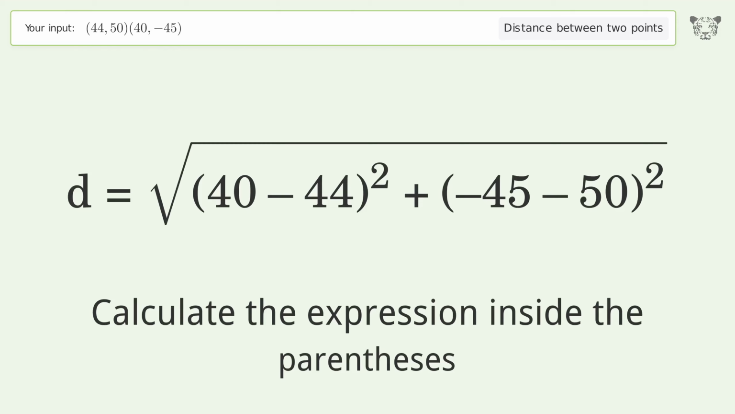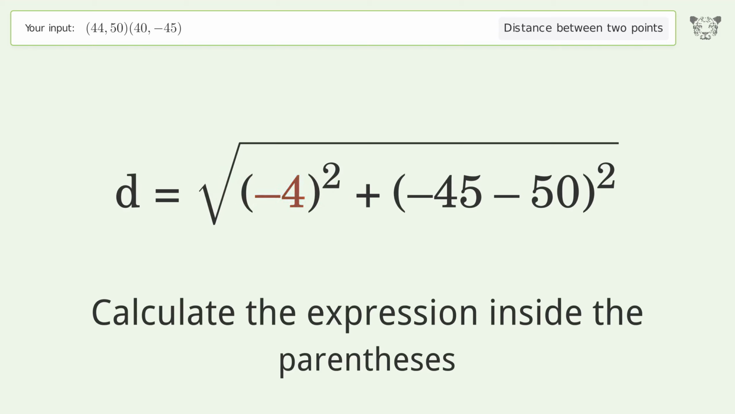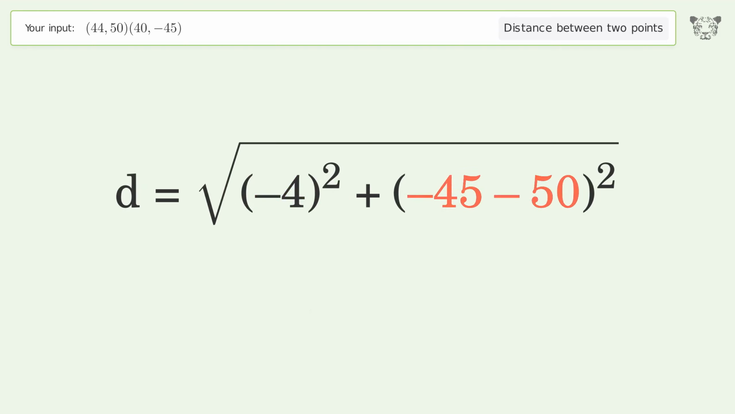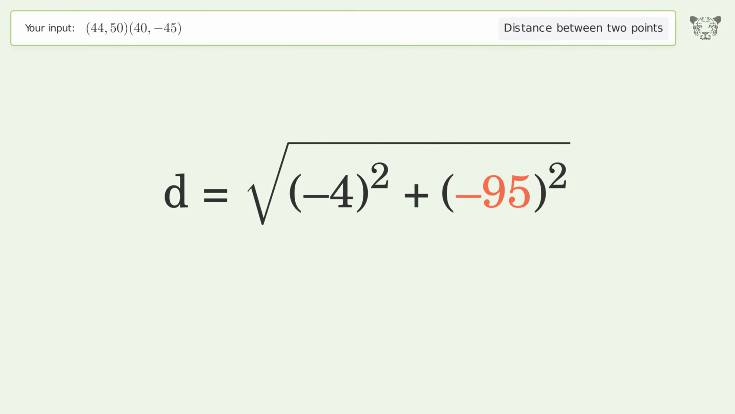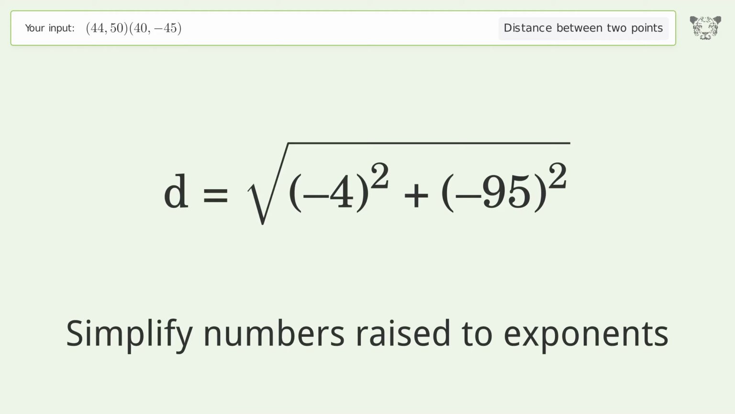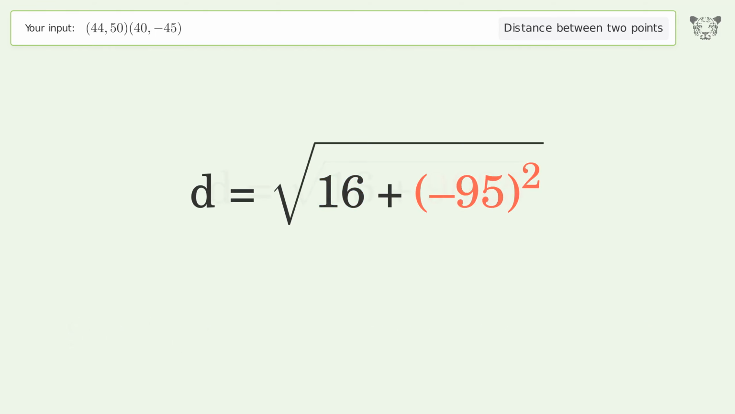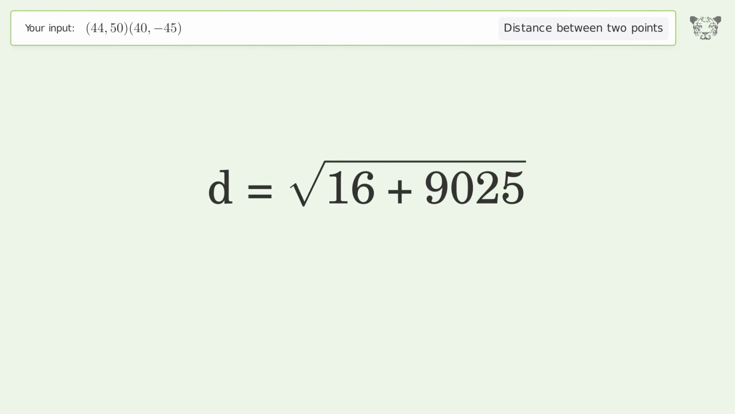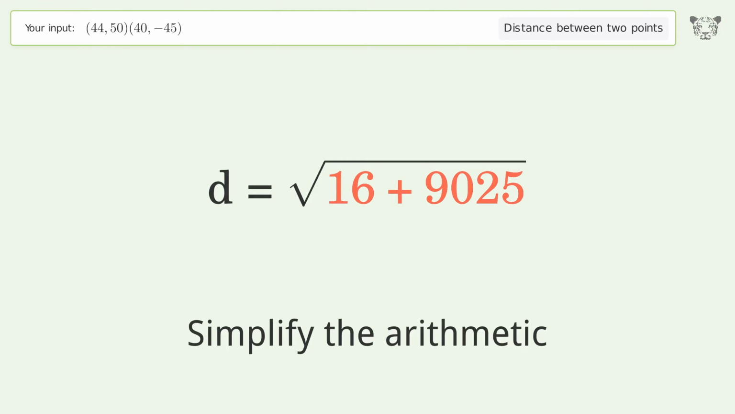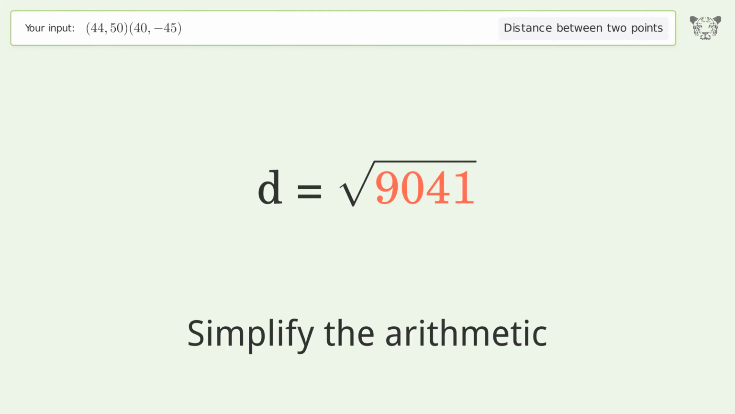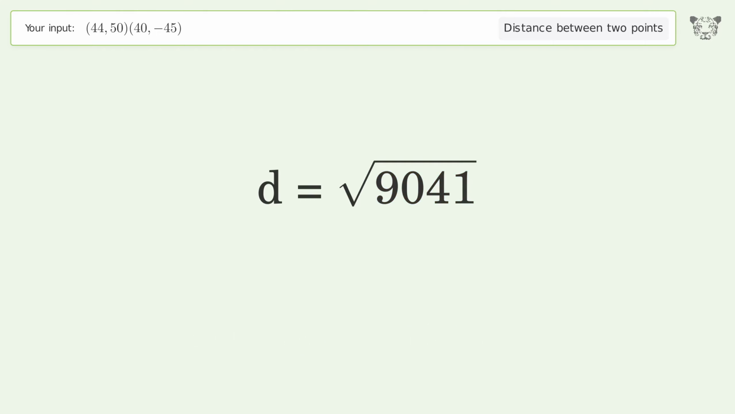Calculate the expression inside the parentheses. Simplify numbers raised to exponents. Simplify the arithmetic. And so the distance between the 2 points is the square root of 9041, or 95.084.